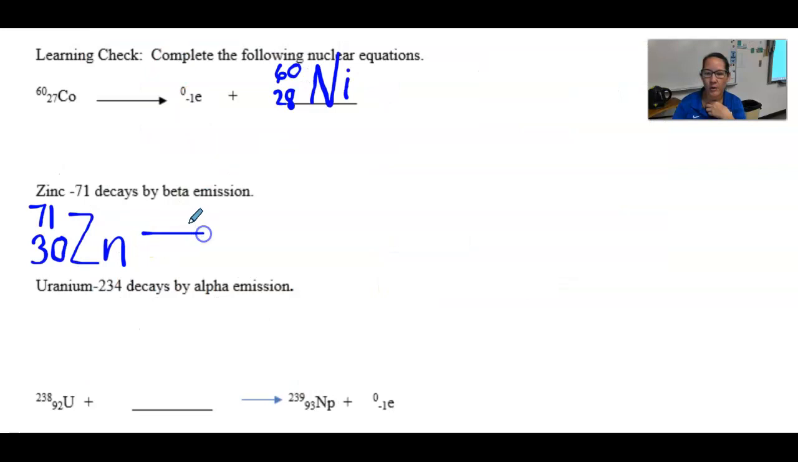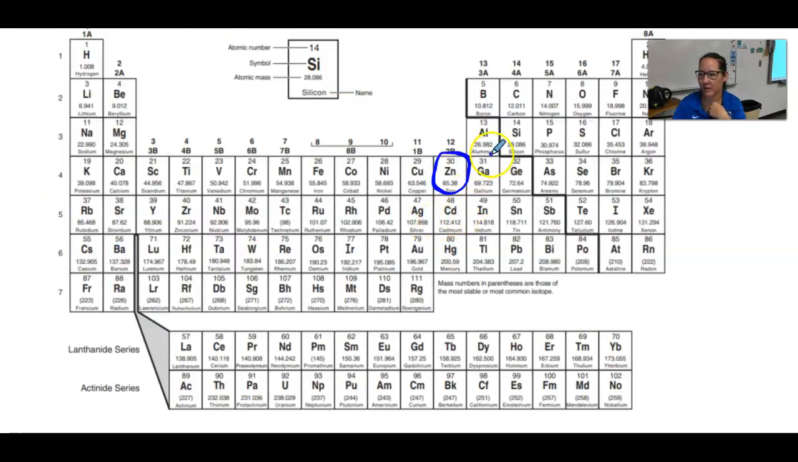And now, yields, it's a beta emission, so that means it's going to emit a beta particle, 0 over negative 1, E for electron. And then we have to figure out what the other new particle is going to be. Remember that the mass does not change in a beta decay, and the atomic number goes up by 1. And so we're going to look at the periodic table. What's our new element? So element 31 is gallium.